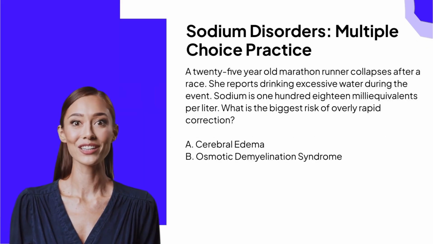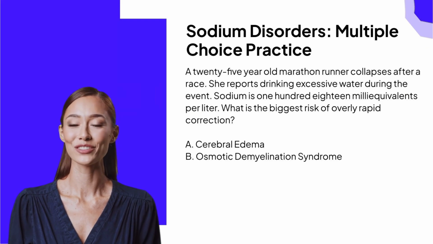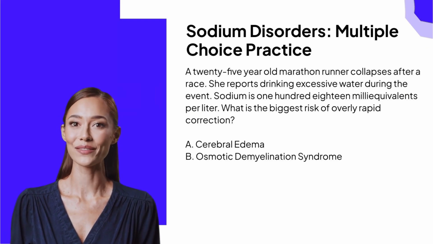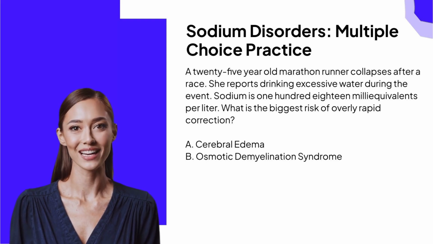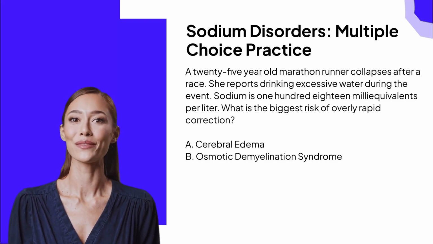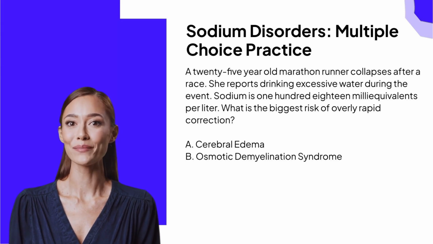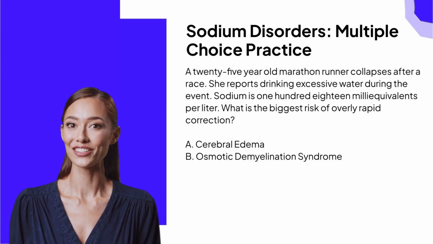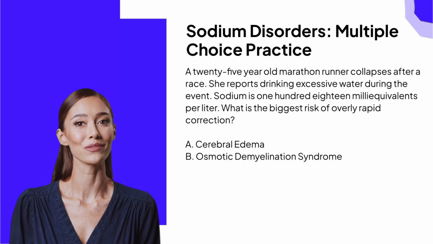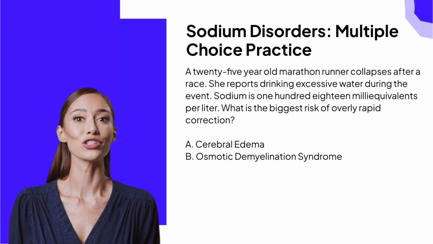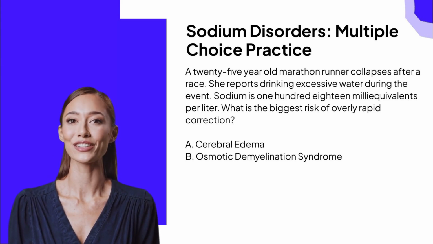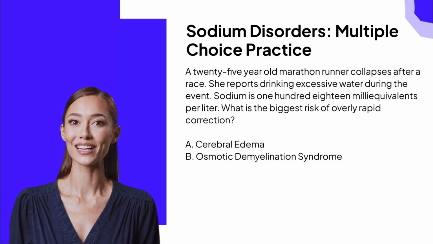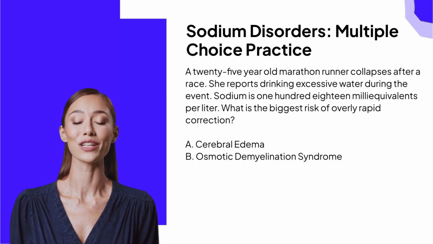Now let us try a practice question. A 25-year-old marathon runner collapses after a race. She drank excessive water during the event. Sodium comes back at 118 milliequivalents per liter. This is severe hyponatremia. The question asks about the biggest risk of overly rapid correction. Think about what happens when you correct sodium too fast in someone whose brain has adapted to low sodium levels. Take a moment to think through this before we reveal the answer.